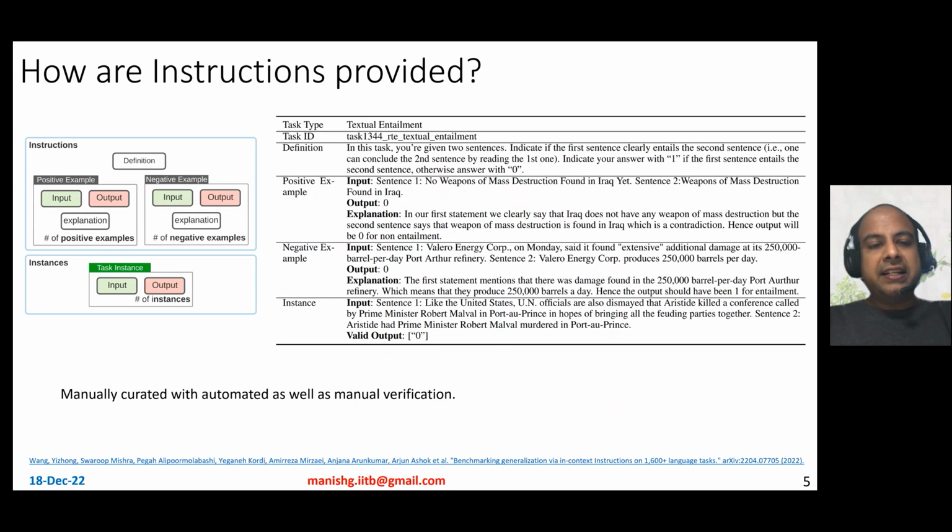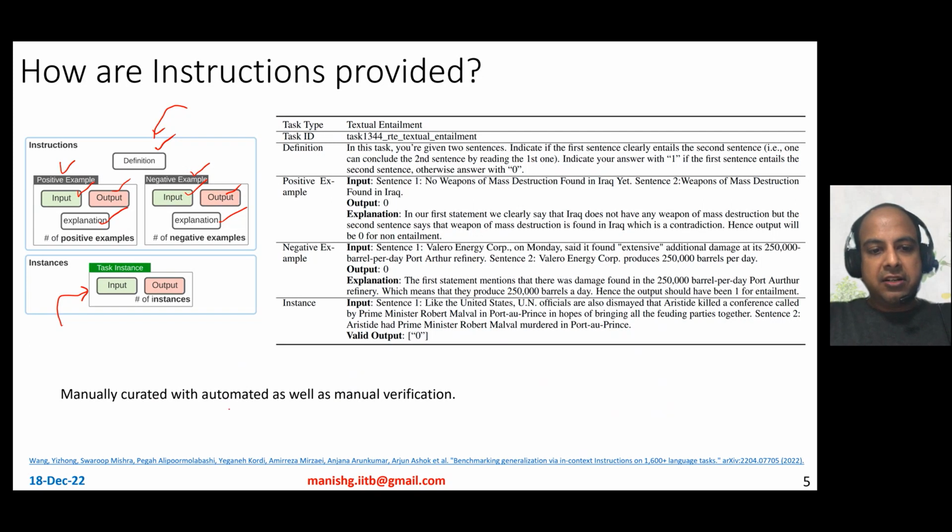So how are the instructions provided? As we saw on the previous slide, instructions consist of three parts: task definition, positive examples, and negative examples. Each positive example consists of input, output, and explanation, and each negative example also contains the same things. Then there's a task instance, which consists of an input and an output. At test time, of course, you just provide the input and verify if the output matches the ground truth.